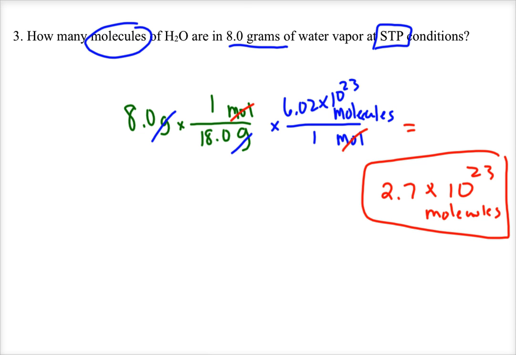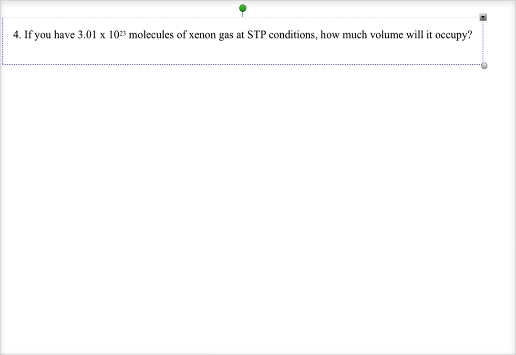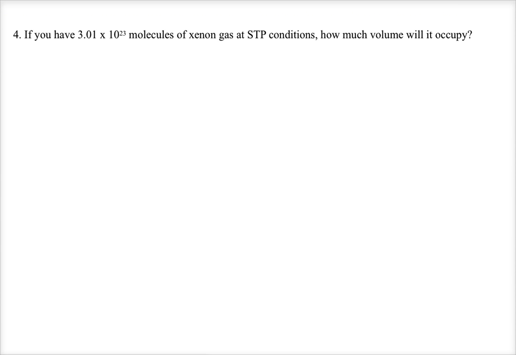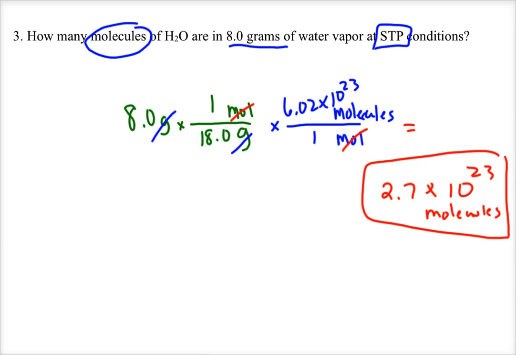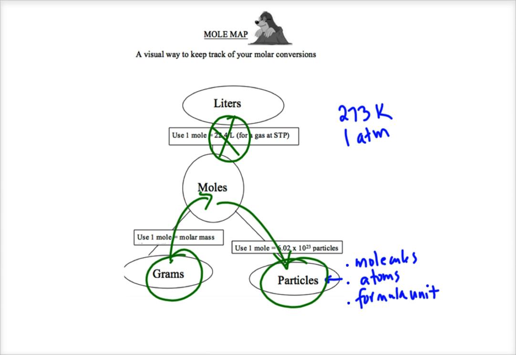Number 4. If you have 3.01 times 10 to the 23 molecules of xenon gas at STP conditions, how much volume will it occupy? Okay, so now we're trying to figure out the volume from the number of molecules. I'm going to go back to that diagram, erase all my writing that I have on here from before.